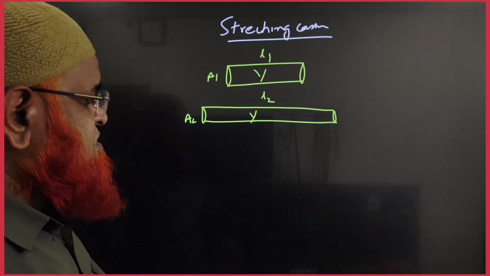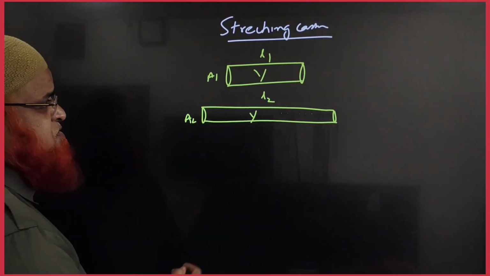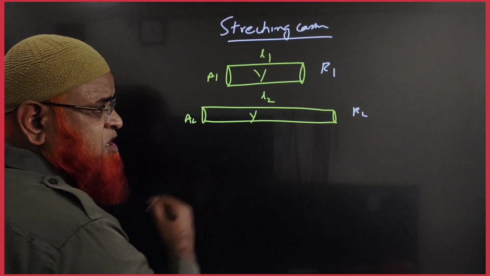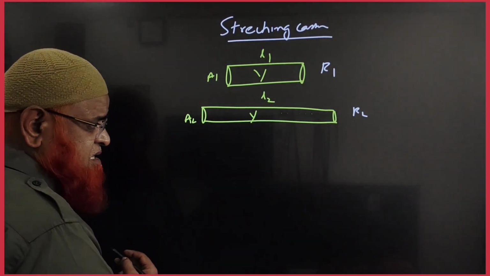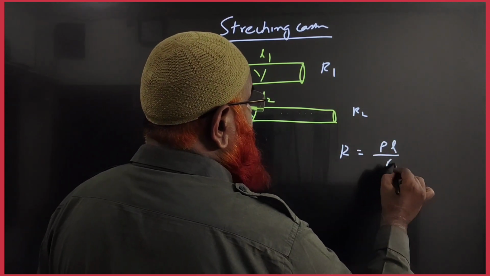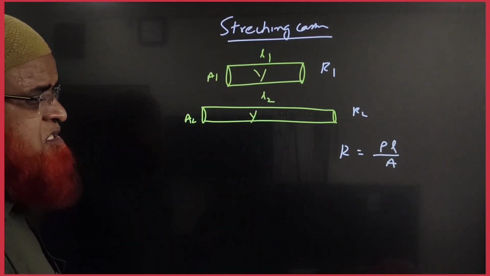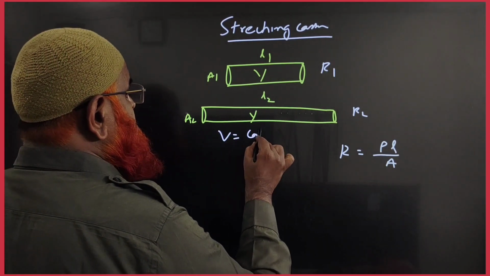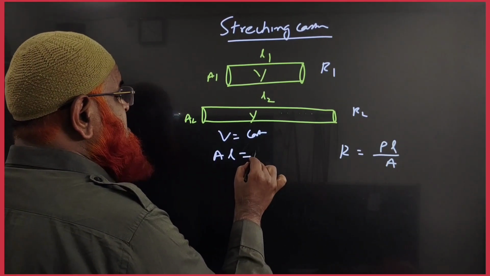Now what is going to happen? What happens to the resistance? Previously, let the resistance be R1, now R2. Let us see. You all know that resistance is nothing but rho L by A, as in the previous case. But here, volume is constant now. That means area into length is constant.